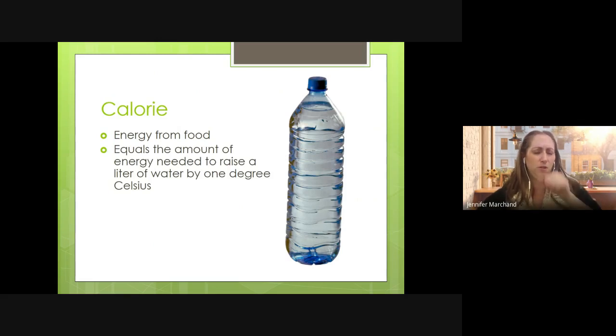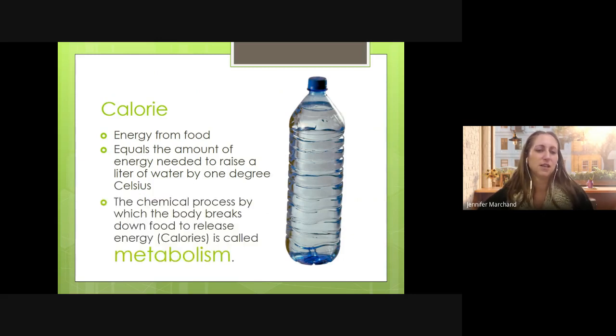A calorie is energy that we get from food. It equals the amount of energy needed to raise a liter of water by 1 degree Celsius. So, the chemical process by which the body breaks down food to release energy, calories, is called metabolism.